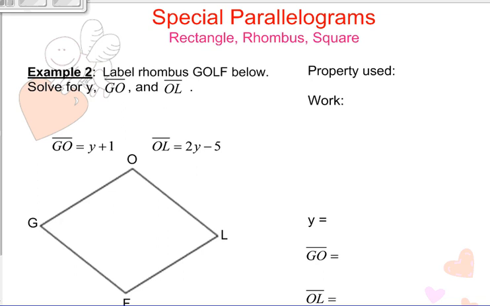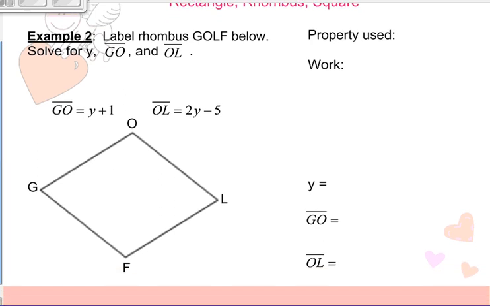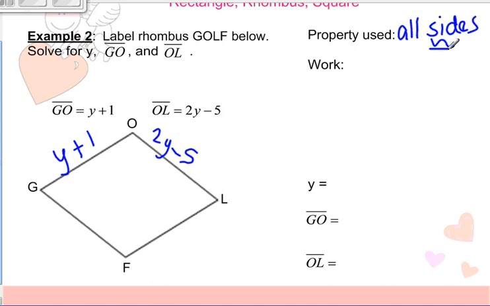All right, so we have the rhombus GOLF here, and we're asked to solve for y, GO, and OL. So GO is a side length, okay, and so is OL. Remember, with a rhombus, all the sides are congruent. All sides congruent. That's the property I'm using. And again, really the only thing you can ever do with sides is set them equal, or use Pythagorean theorem to solve for the diagonal. So just please keep that in mind.